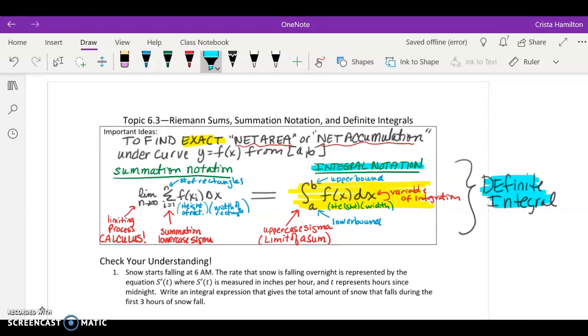In a definite integral, notice that we have our uppercase sigma, that's the limit of a sum. Our height is now f of x. Notice I don't say x sub i, because it doesn't really matter if you do left, right, or midpoint at all. Your delta x becomes dx, which is your variable of integration.